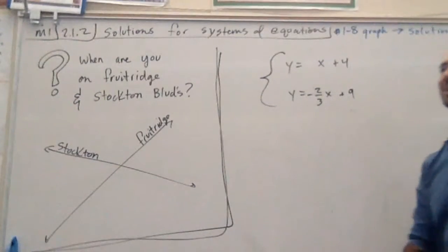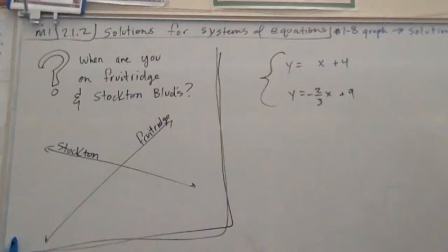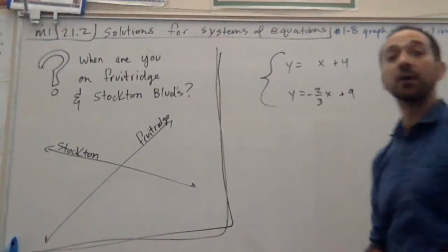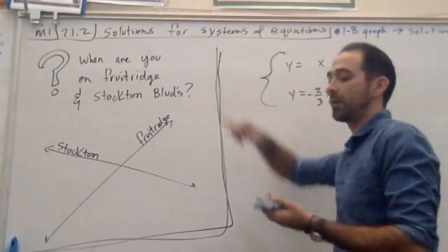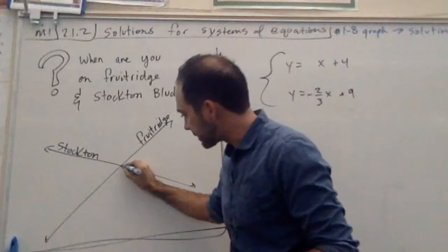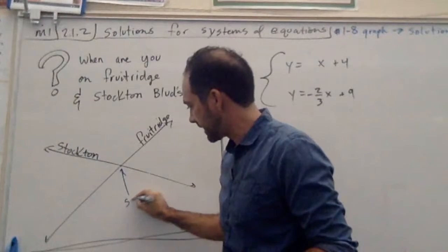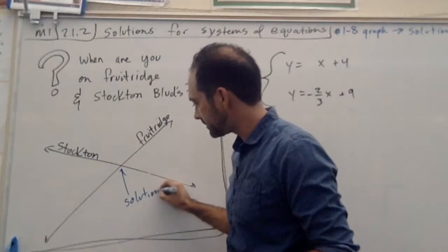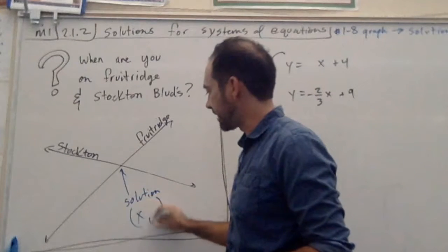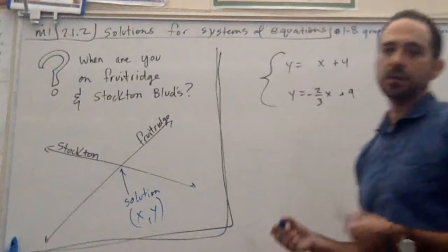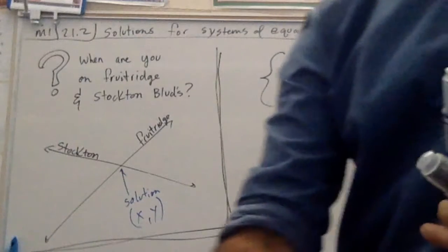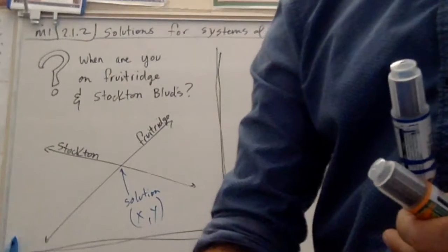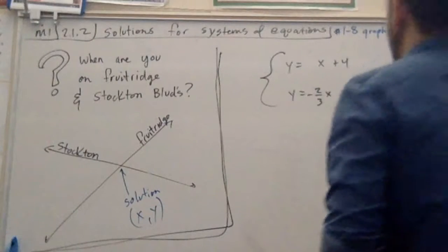So what we're going after is, with this type of problem, solutions for systems of equations are always going to be in the intersection of two of the lines. This is going to be our solution. Okay? It's going to have an x and a y value to it. So that is the gist of what we are trying to find graphically, is where is the solution.